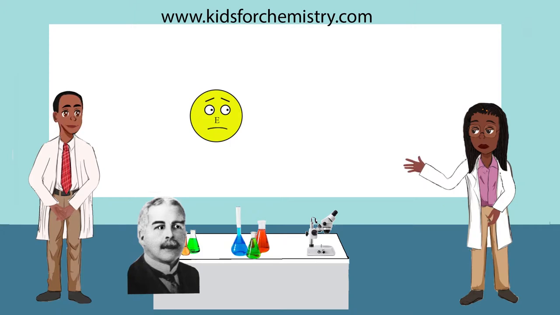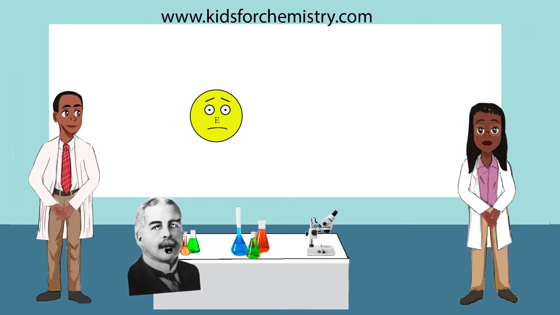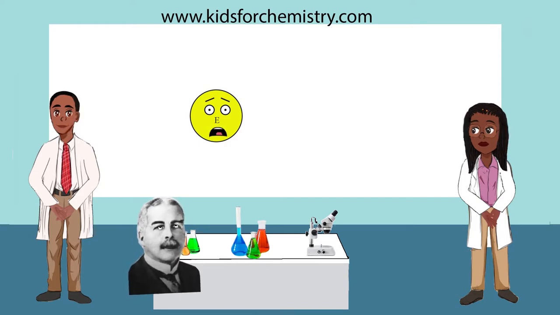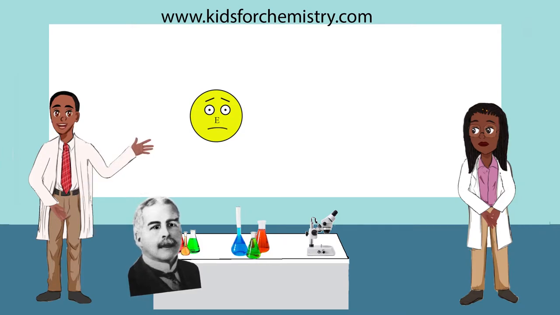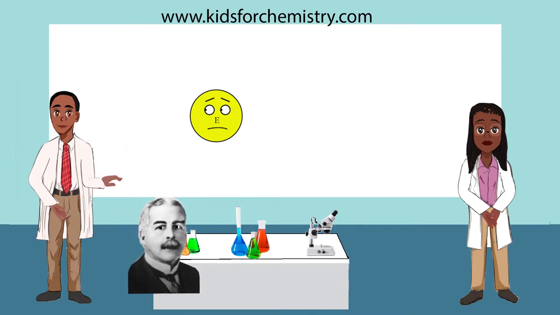Your friend looks very sad. What's the matter with him? What's the matter, E? Well, I feel really sad because I am all alone. Electrons are always sad when they are alone. That's right. Electrons always want to be in pairs.